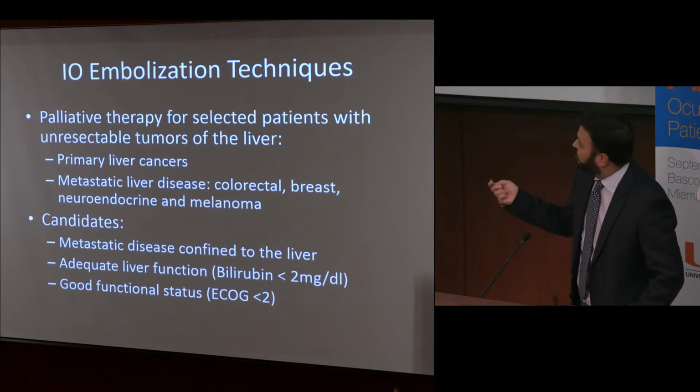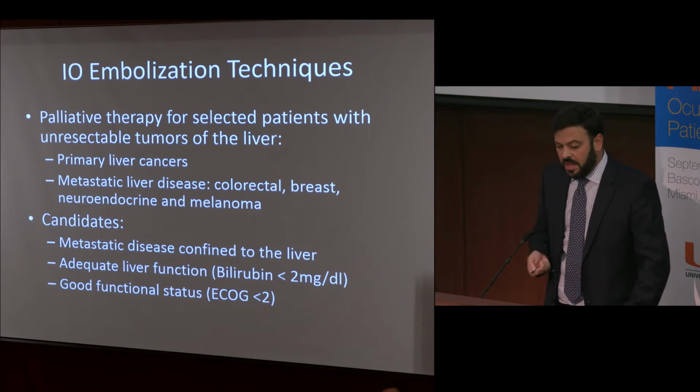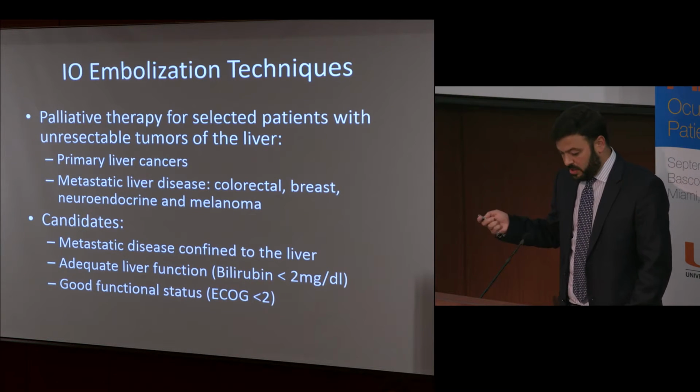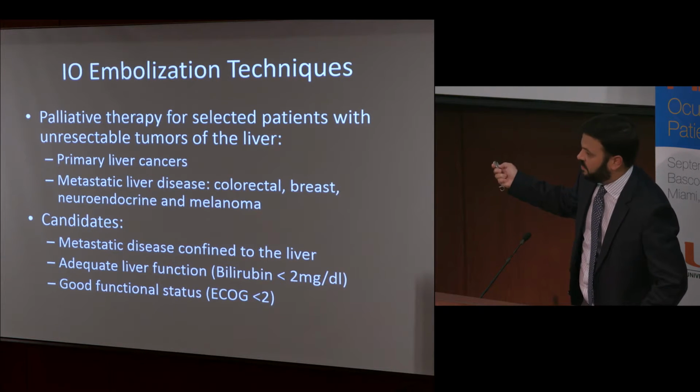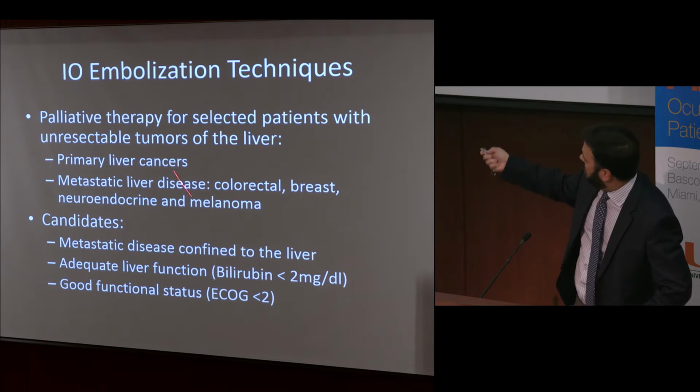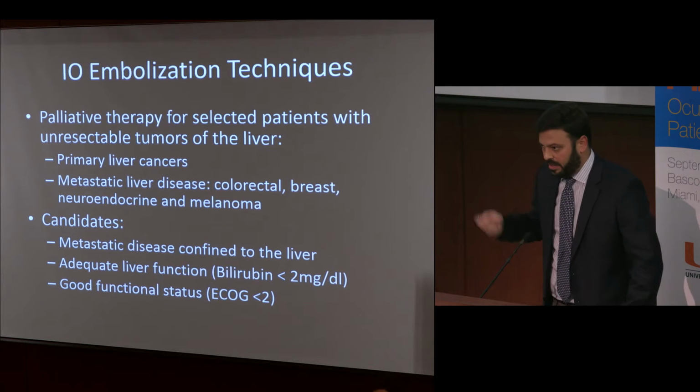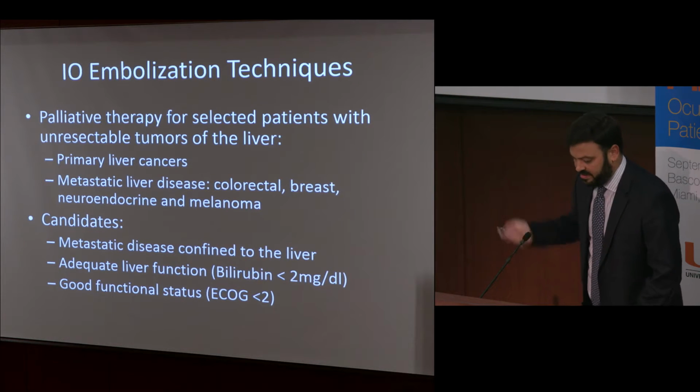Most of the data is for primary liver cancers, but they have been used for metastatic liver disease, particularly colorectal cancer mets and breast, but there are studies from Dr. Sato's group using these techniques for melanoma, uveal melanoma metastases of the liver.